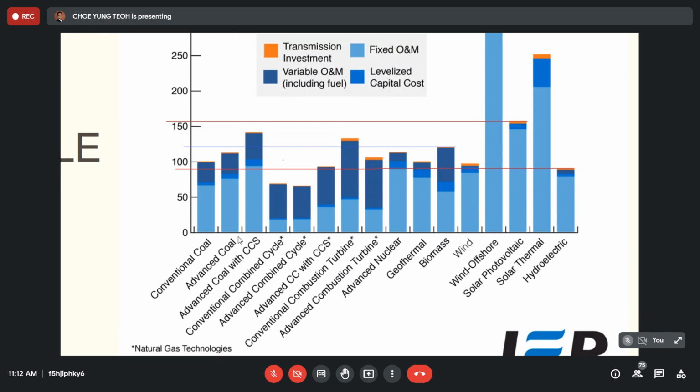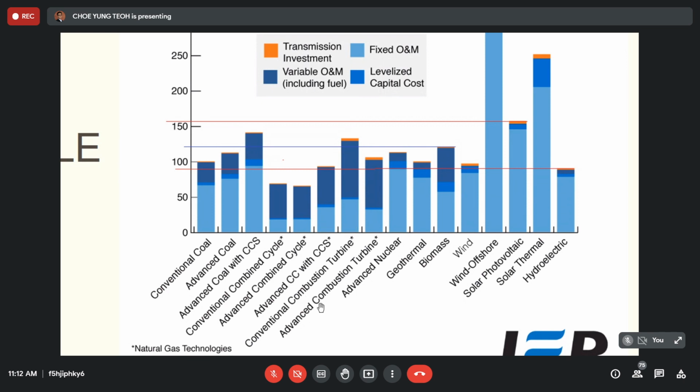Okay, so again you have the conventional combined cycle. You can see that combined cycle is slightly cheaper than the conventional combustion turbine. But let's talk about the combustion turbine first. Combustion turbine is where I burn the natural gas to run the steam turbine. The natural gas is very hot now, so you boil the water, and when the water boils, you create steam, and the steam has pressure to run the turbine. So we call it a conventional combustion turbine.